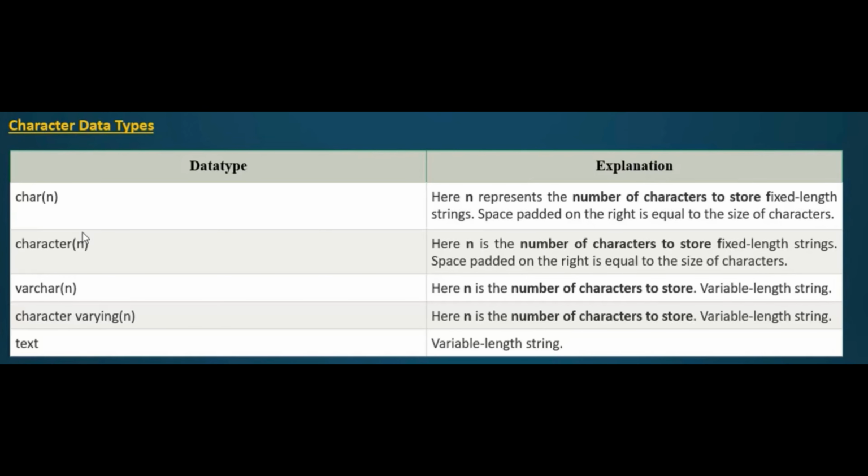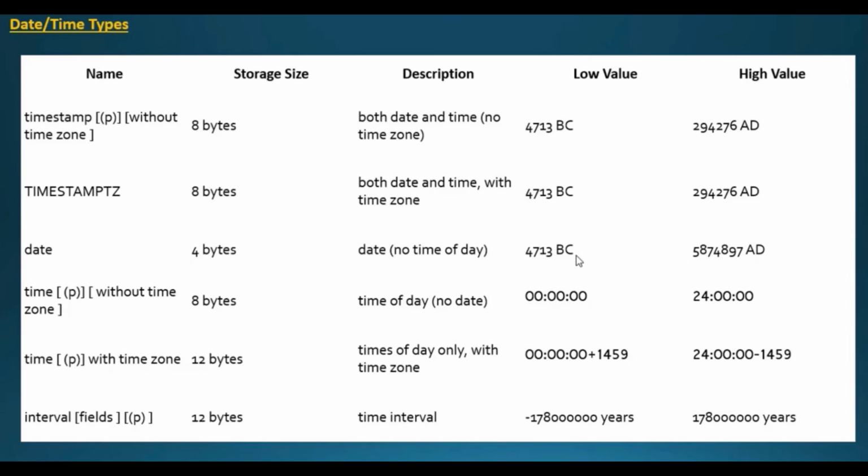And next one is character data types. It is used to store text. From the above table we have some of the data types like char, which is for fixed length, varchar, which is for variable length, and text, which is for unlimited length. And the next type is date and time. It is used to store date and time. So from the above table we can see we use date for only a particular date, time only for the time value, and also we use timestamp for both date and time, and we have timestamp with time zone, and also we have the interval type, which is used for time difference.